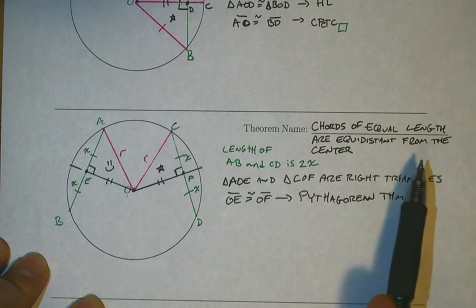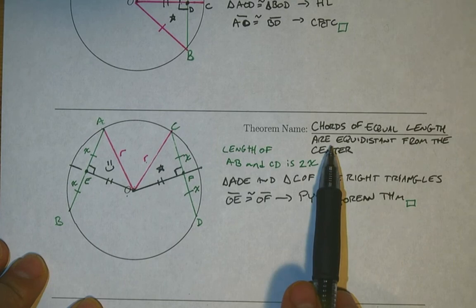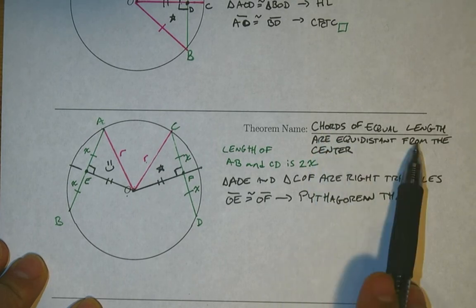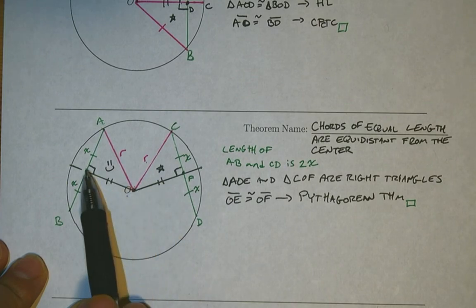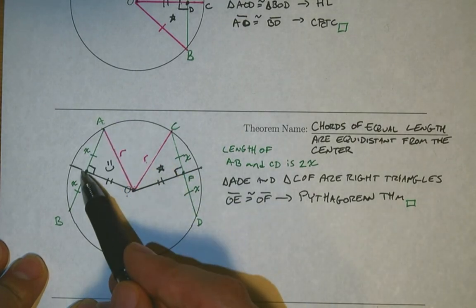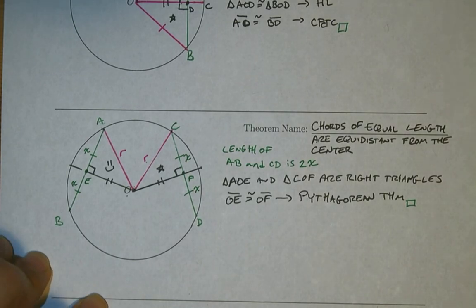And you are going to prove the opposite, that if the two chords started off equidistant from the center, so if we knew OE and OF, if we knew that distance, would that necessarily mean that these two chords were the same length. You're going to prove that direction.